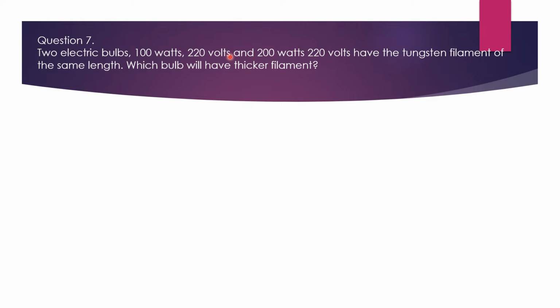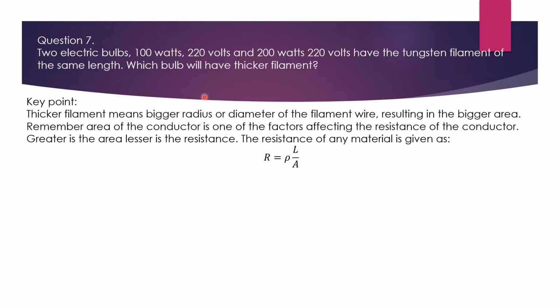Question number 7. Two electric bulbs, 100 watts, 220 volts and 200 watts, 220 volts, have tungsten filaments of the same length. Which bulb will have the thicker filament? Now the key point here is that a thicker filament means a bigger radius or diameter of the filament wire, resulting in a bigger area. Remember, the area of the conductor is one of the factors affecting its resistance. Greater is the area, lesser is the resistance.